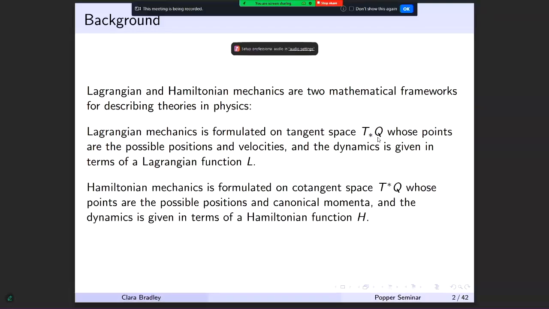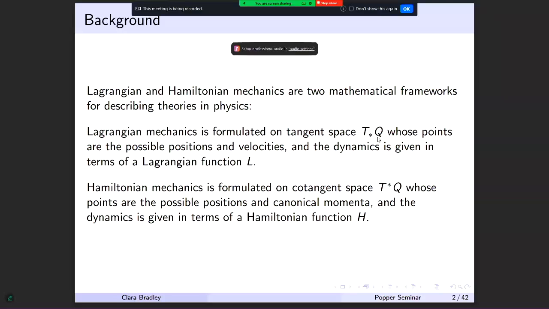On the other hand, Hamiltonian mechanics formulates a theory on what's called cotangent space, where the points of cotangent space are all the possible positions and what's called canonical momentum of the particles, where canonical momentum is just a generalization of the notion of momentum that one has in Newton's theory. And the dynamics is given by what's called Hamilton's equations in terms of a Hamiltonian function H.